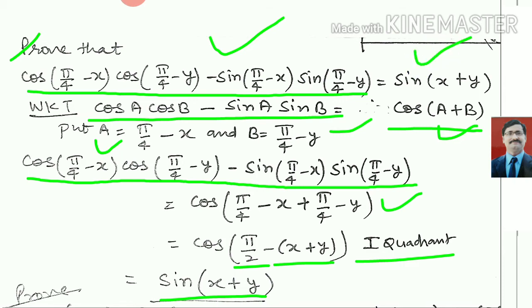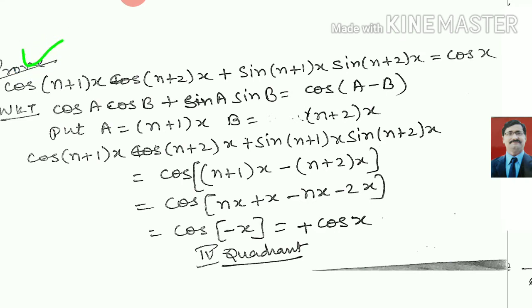It is very simple. Look here, one more question: cos(n+1)x cos(n+2)x + sin(n+1)x sin(n+2)x equal to cos x. This we have to prove. So here also we can use the same formula, that cos a cos b + sin a sin b equal to cos(a - b).